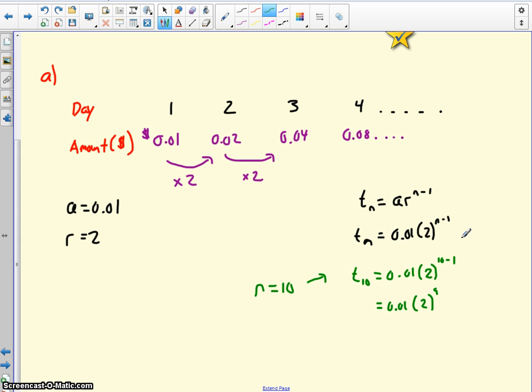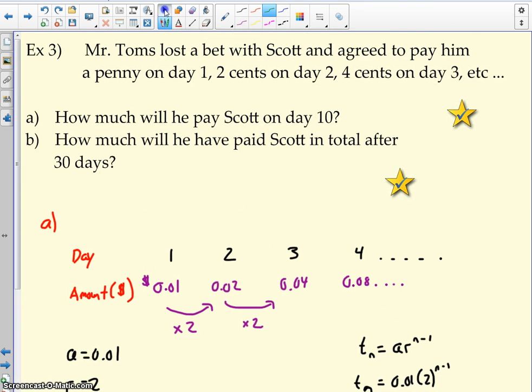So if I run that through my calculator, that's going to mean that I owe him $5.12 on the 10th day. Okay. So that's how much I have to pay him on day 10.